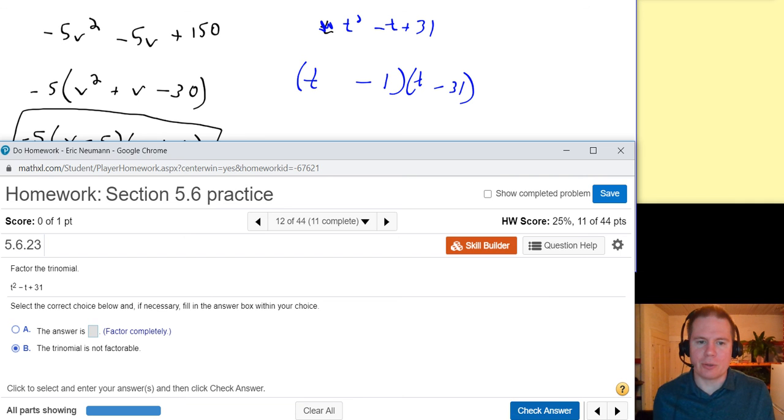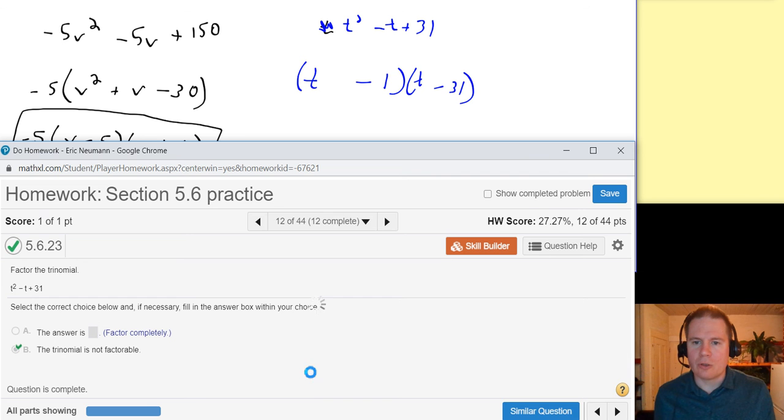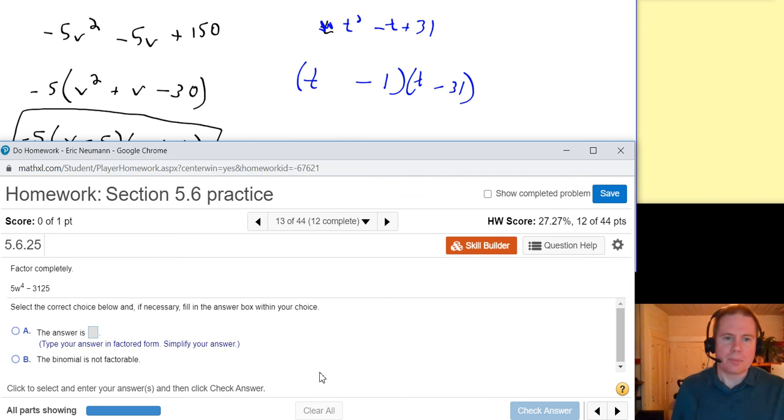Not factorable. Good job. And it's giving us some advice even though we got it right. You should read those, but you can read them on your own time. All right, now here we get a ridiculous question.